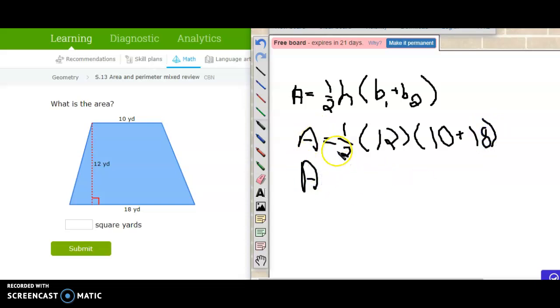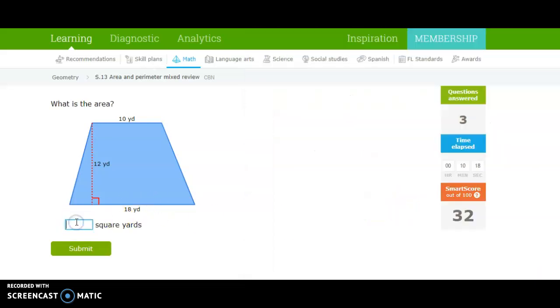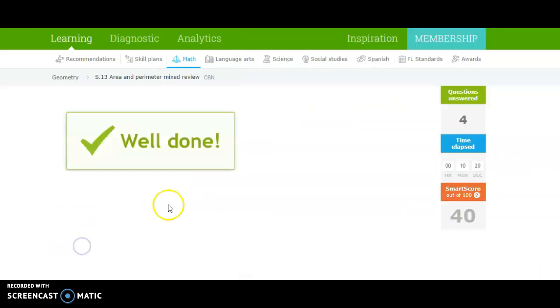Then we're just going to go ahead and do our math here. So I'm going to take half of 12. What's half of 12? That's right, it's 6. Times my bases added together. So my 10 plus my 18, which is, you are correct, 28. So my last step is going to be to do my multiplication. So I'm going to take my 6 times my 28, and you get 168.